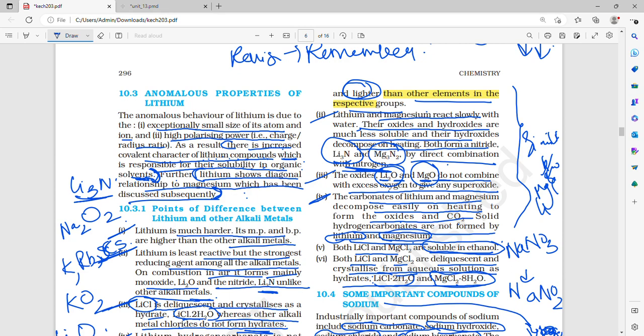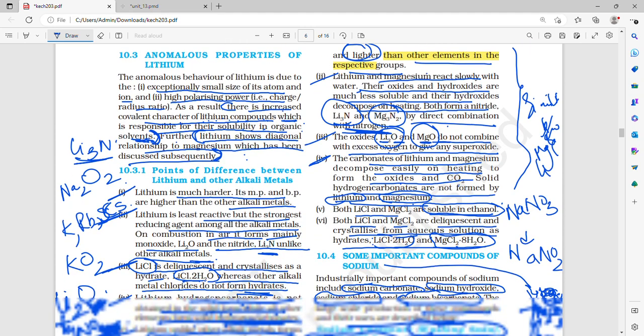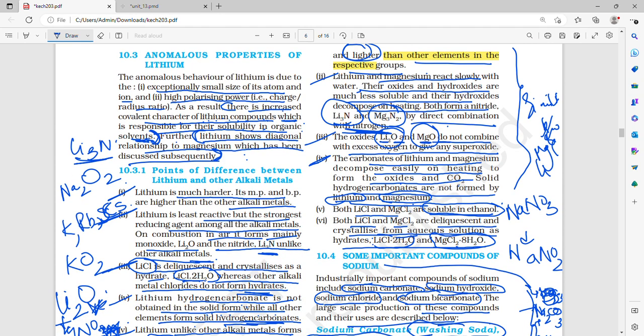Lithium and magnesium react slowly with water. Their oxides and hydroxides are much less soluble and their hydroxides decompose on heating. So lithium and magnesium both react slowly with water. Their oxides and hydroxides are much less soluble in water than those of all other alkali metals, and their hydroxides decompose on heating. Both form a nitride, Li3N and Mg3N2, by direct combination with nitrogen.